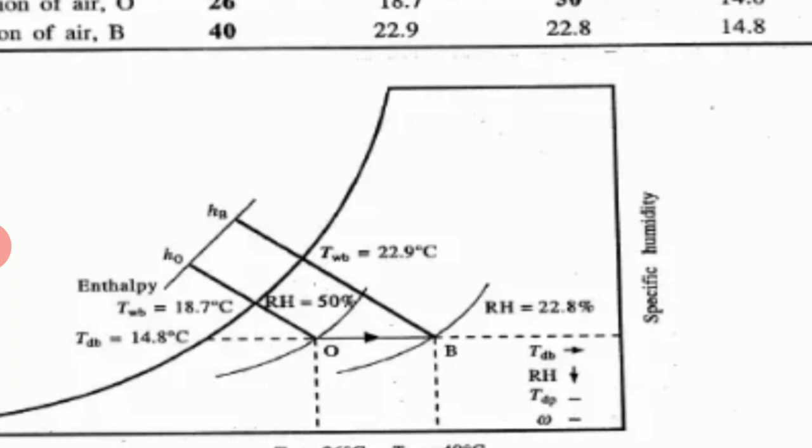We are getting 18.7 degrees Celsius. Again from point B, you can calculate the wet bulb temperature. From point B, take a scale parallel to the wet bulb temperature, and you get 22.9 degrees Celsius. Corresponding to point B, the relative humidity will be 22.8%. Then for the dew point temperature, from point O draw a horizontal line towards the left on the curve, and you get the dew point temperature. This is how you obtain the values for the given conditions.